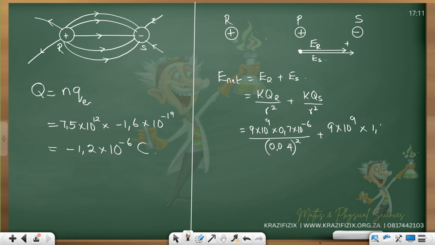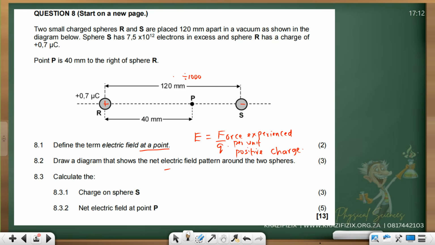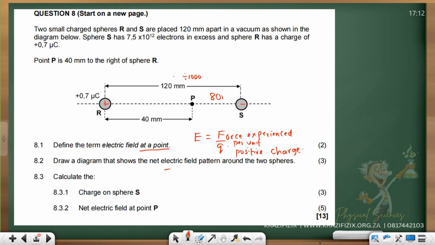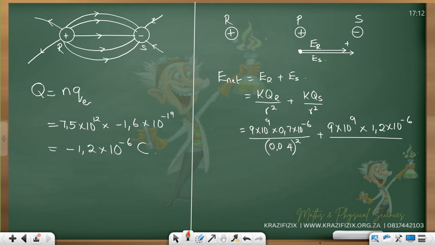1.2 times 10 to the power what? Now we look at the distance between P and S. What should that be? That's 80. I hope everybody agrees. 80 what? Millimeters. 1, 2, 3, 0.08. Please give me your answer.